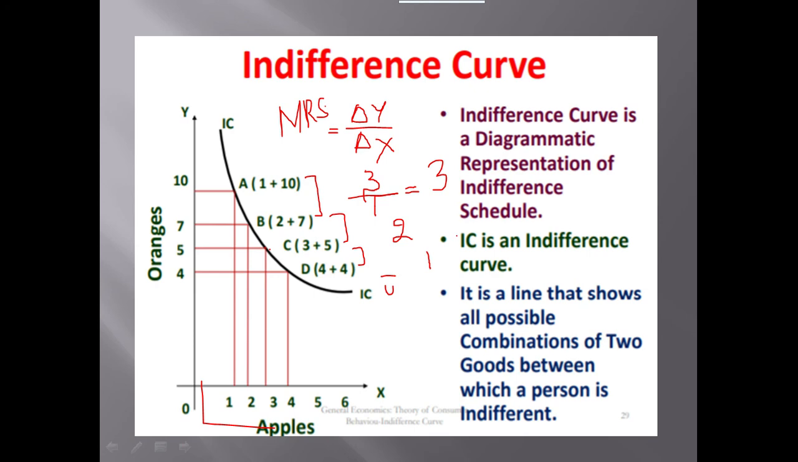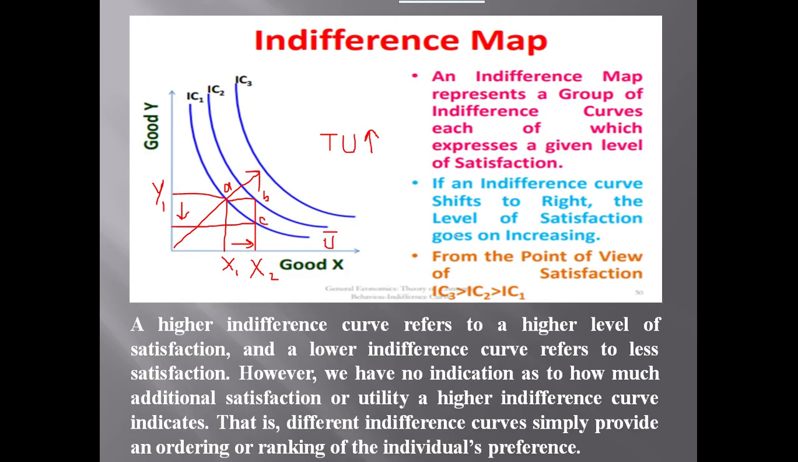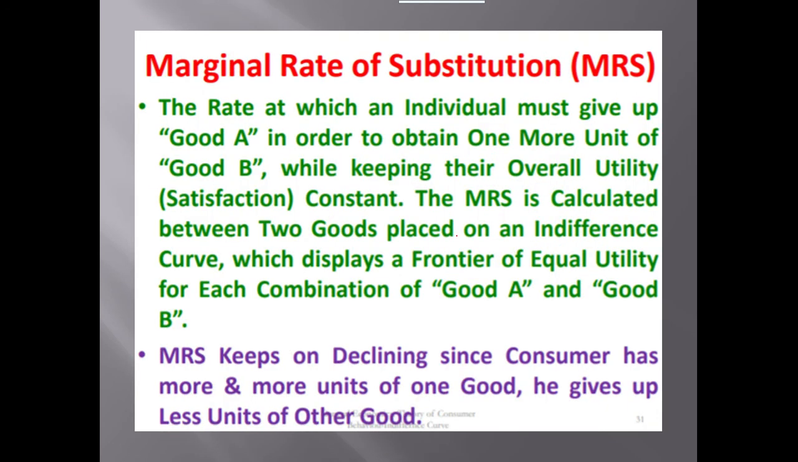Marginal rate of substitution is declining because of diminishing marginal utility. As the quantity of one good increases, the individual is willing to give up fewer and fewer units of the other commodity.